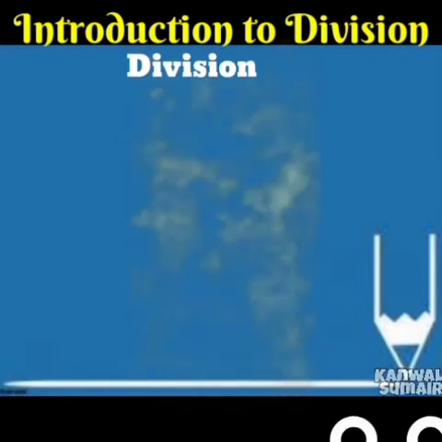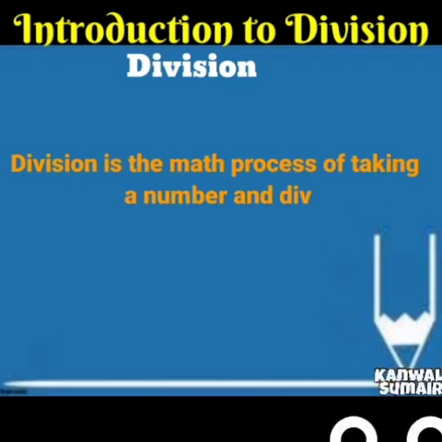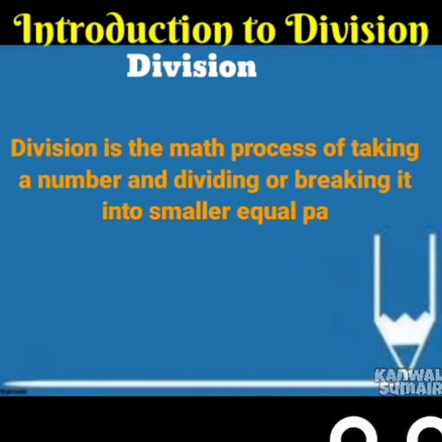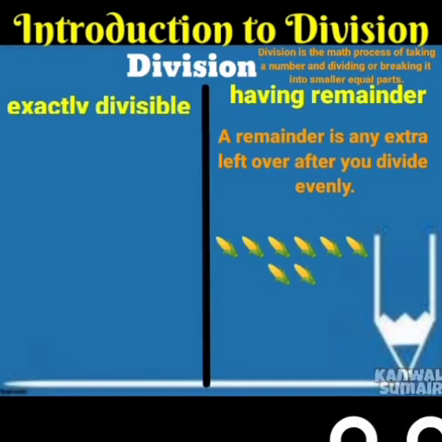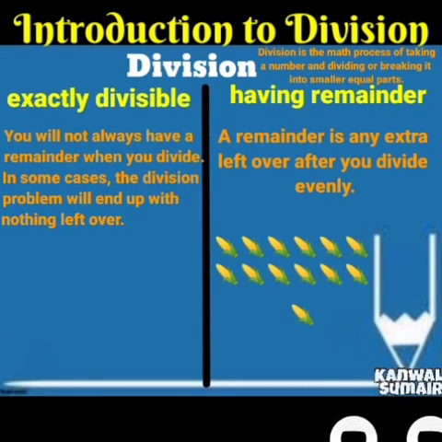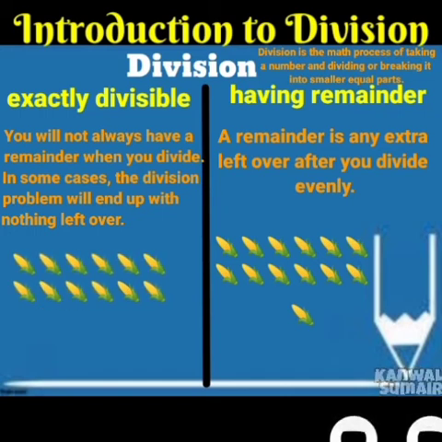As we learned in our previous lesson, division is the math process of taking a number and dividing or breaking it into smaller equal parts. A remainder is a number which is an extra left over after you divide evenly. You will not always have a remainder when you divide. In some cases, the division problem will end up with nothing left over. It means the given number is exactly divisible.